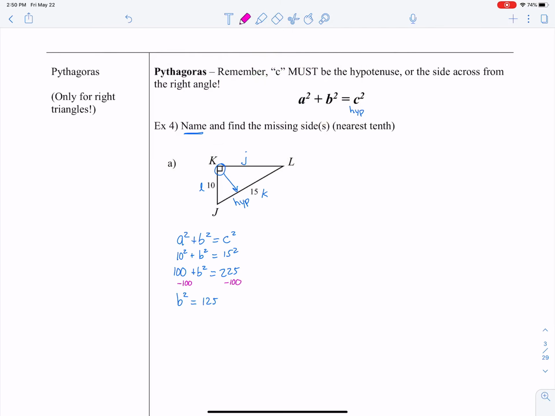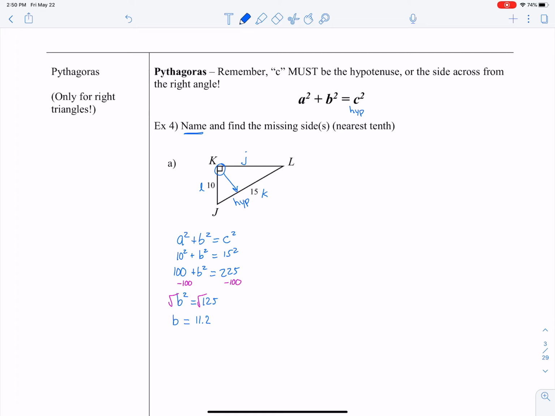The next thing we want to do is get rid of this squared. The opposite of squared is square root, so we're going to square root both sides. When we do that, we get B is equal to the square root of 125, and we're going to get a decimal. It's not going to be a perfect number. But up here it says to the nearest tenth. They want us to round to the nearest tenth, so that means they want one decimal place. So we're going to get 11.2 when you round to one decimal place.